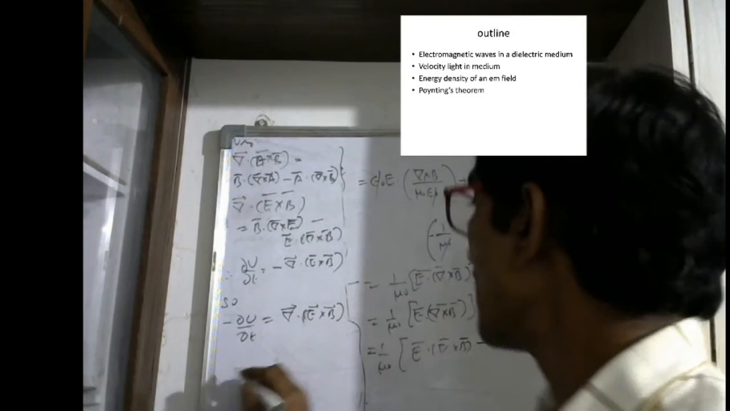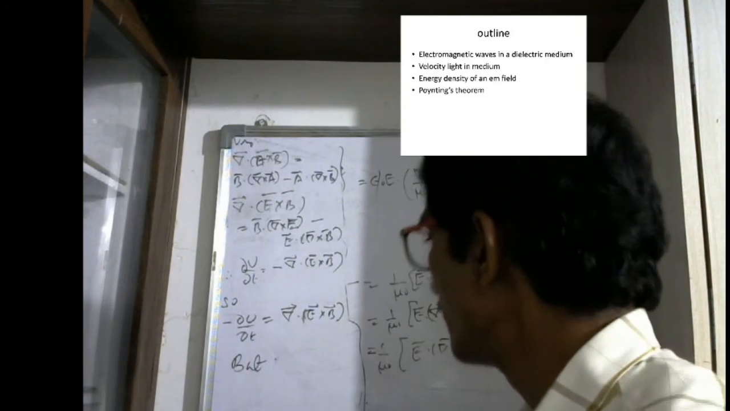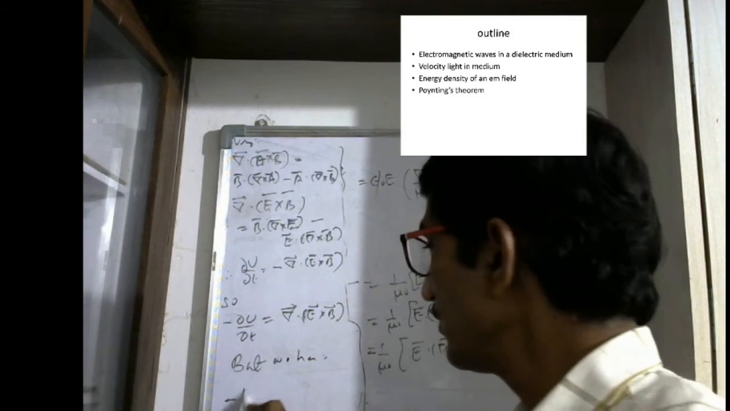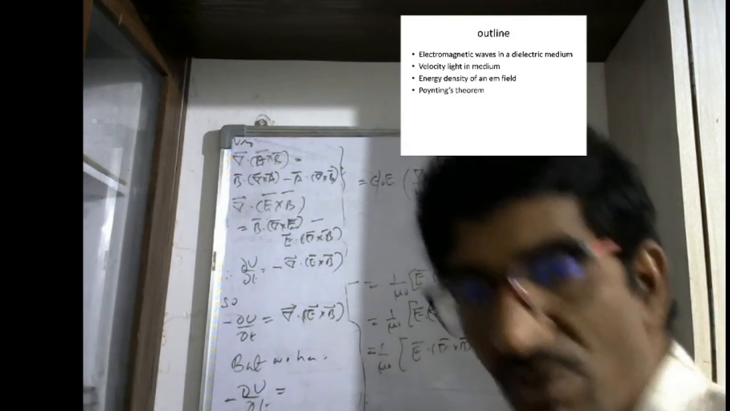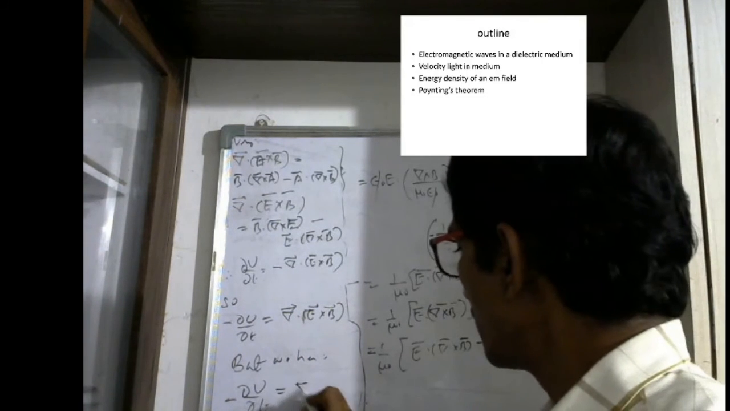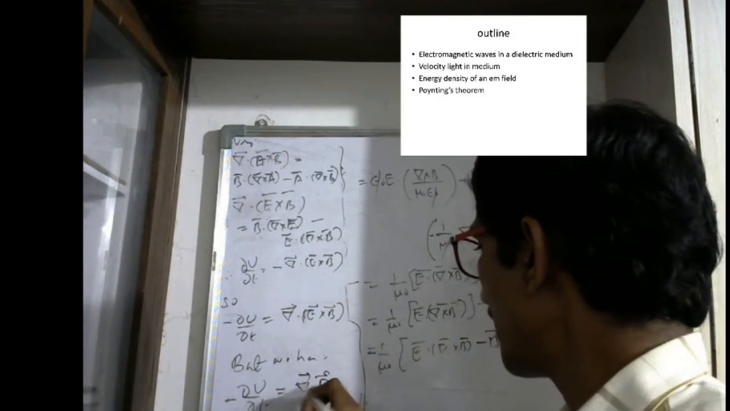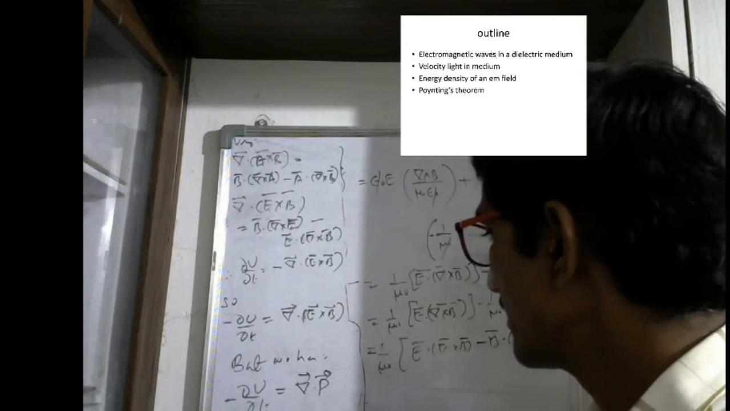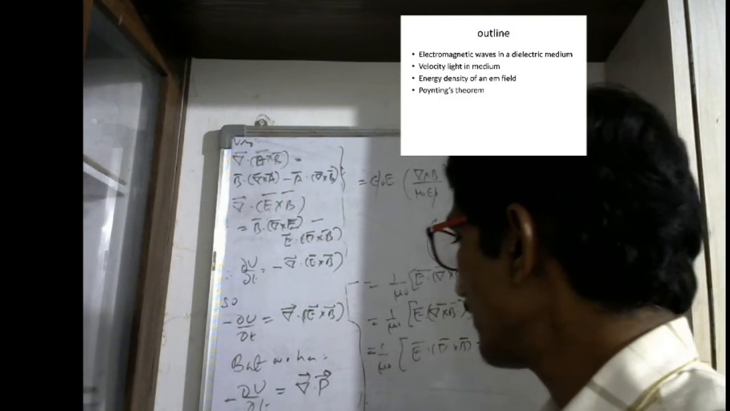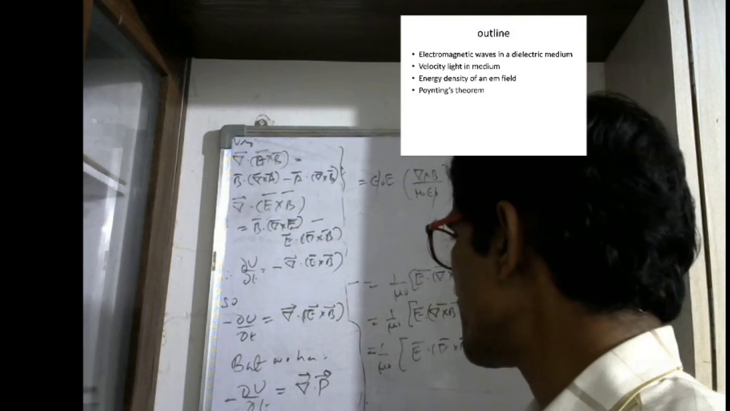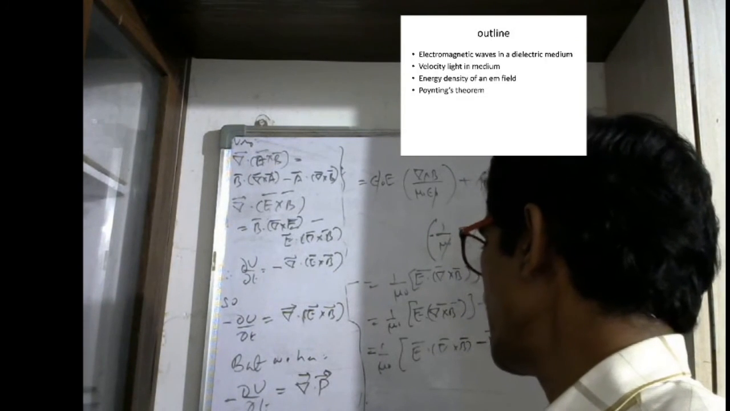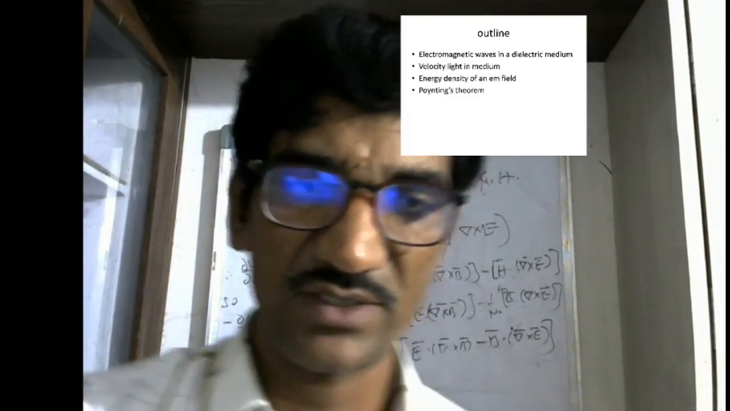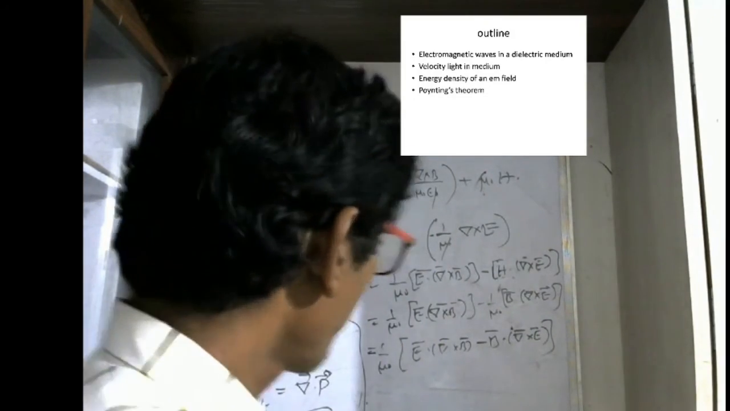But we have minus dou U by dou T is equal to how much we are having? Divergence of some Poynting vector. So you just compare these equations. Therefore, in the place of P, by comparing these two equations, P is simply E cross B. So we proved that Poynting vector is nothing but the cross product of E and B.